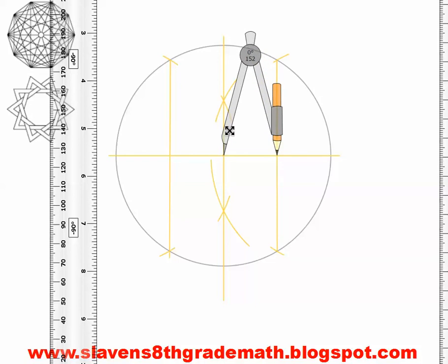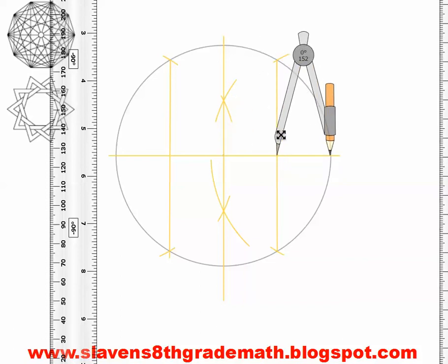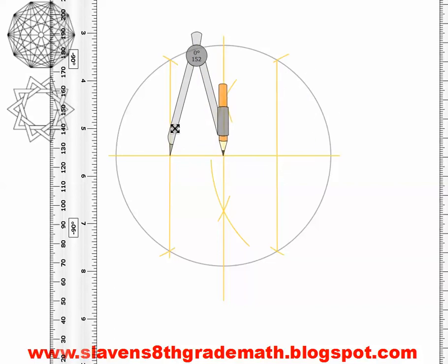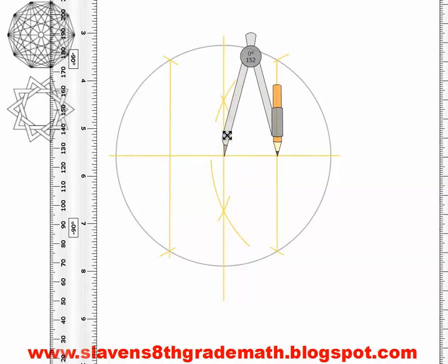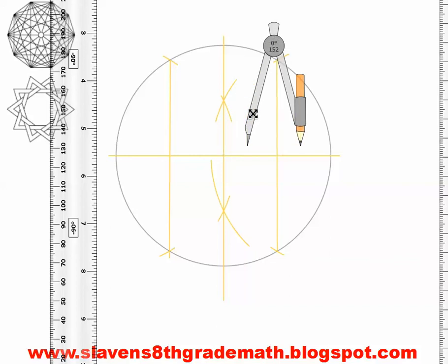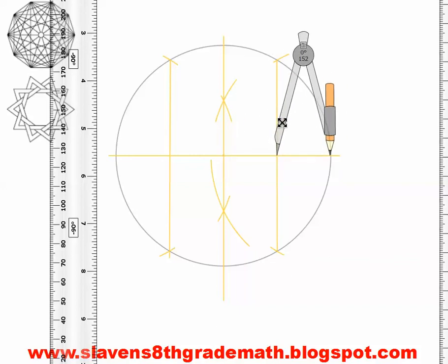So I place my compass point at the center, pencil point at the intersection of a chord and the original diameter, and I measure across. That's looking pretty good. Measure this one, make sure it's right. Measure this one, make sure it's right. And looks like I might be a little short. Okay, so I think I'm going to be okay here.